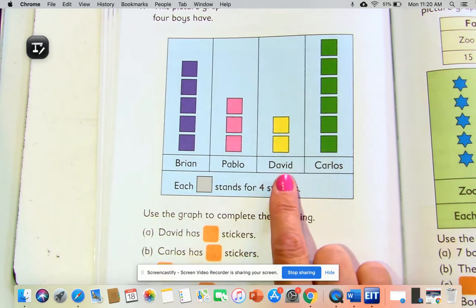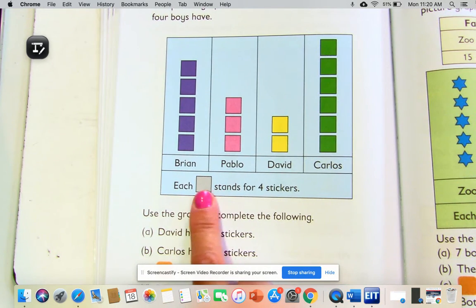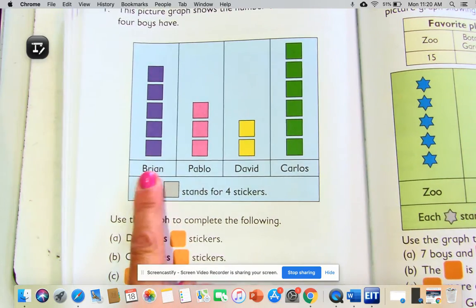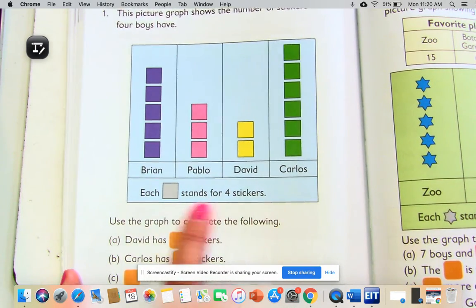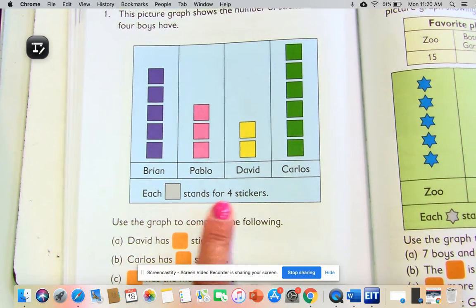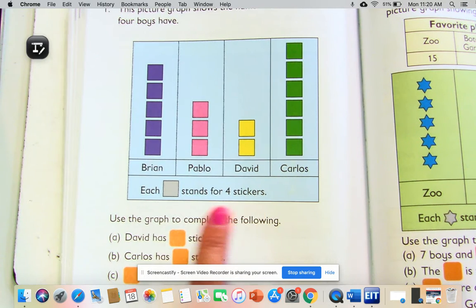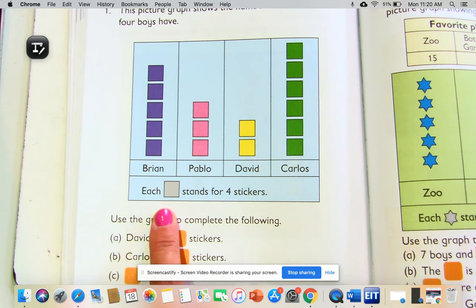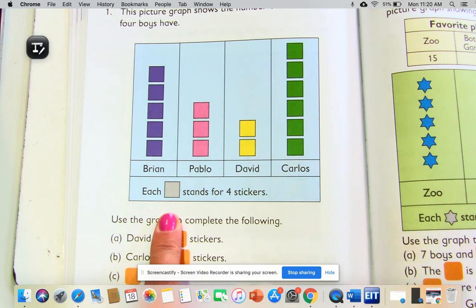All right. And here, again, really important when we're looking at graphs or maps is to look for the key. What does the key say? Each square stands for 4 stickers. So we can either skip count by 4 or multiply by 4 to find out how many stickers each of the boys have.